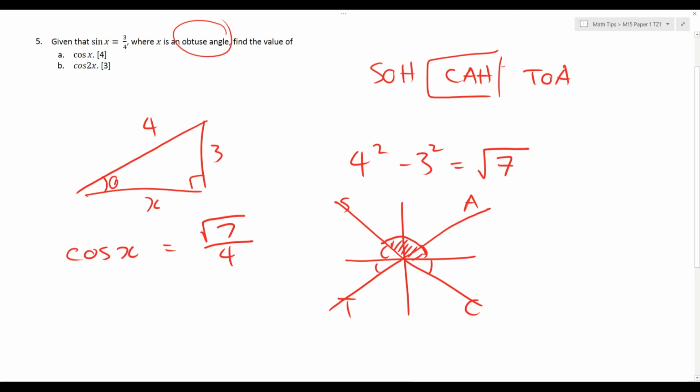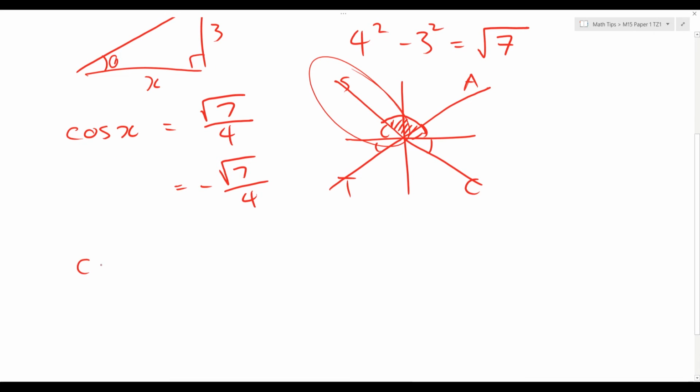So here is the angle that we are looking at. At an obtuse angle, it is sine that is positive; everything else, cosine and tangent, are negative. So we have to put in that negative sign in front of root 7 over 4. Now that is the right answer, guys. Be very careful on that one.